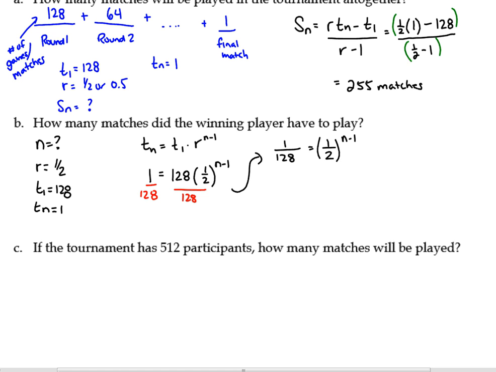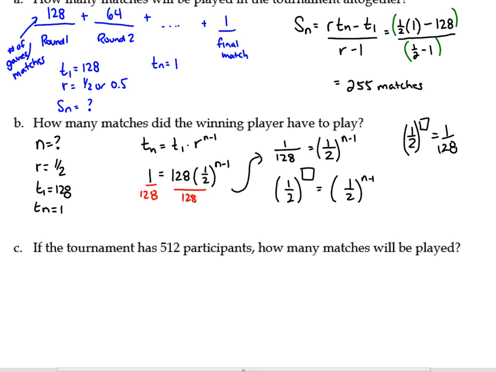Do you remember what we did yesterday? We want the bases to be the same. We want them to be equal. So we need to figure out 1/2 to the power of something has to equal 1 over 128. We want to figure out what would be the exponent that would give you 1 over 128.